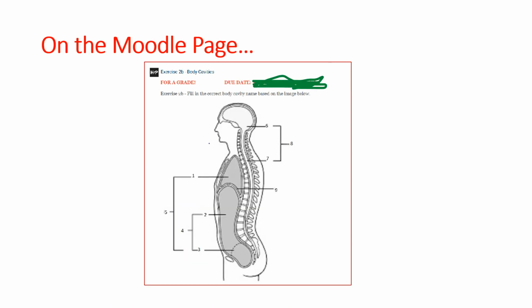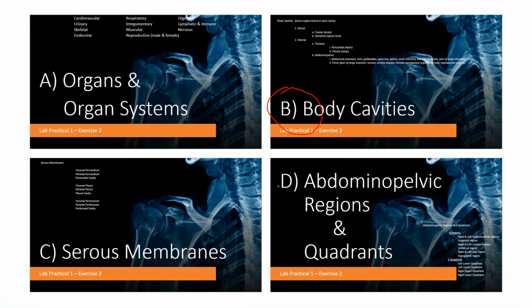Now, this is a little bit different of a look here. It's flipped and I've got numbers instead of letters, but you should be able to identify those body cavities based on this image as well. That's going to be on the Moodle page for you to work on. Okay, so we're going to stop there and we will pick up our next video talking about serous membranes.